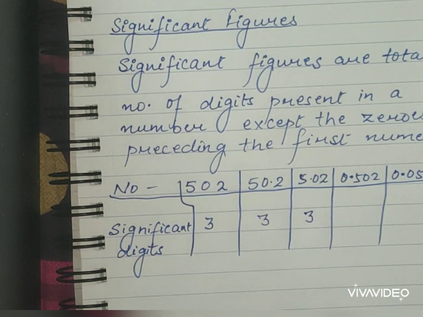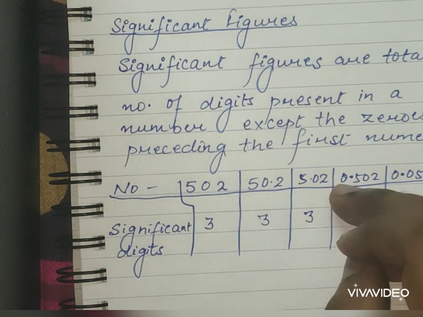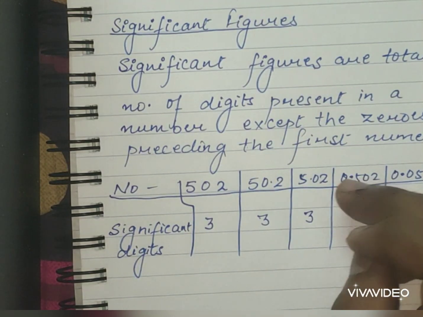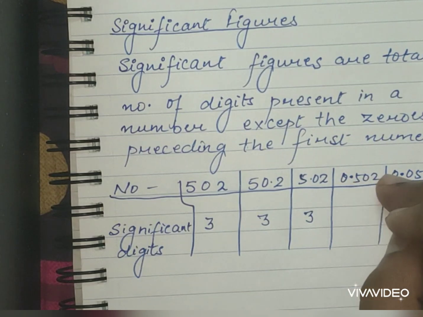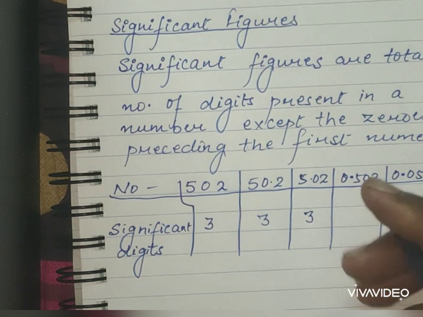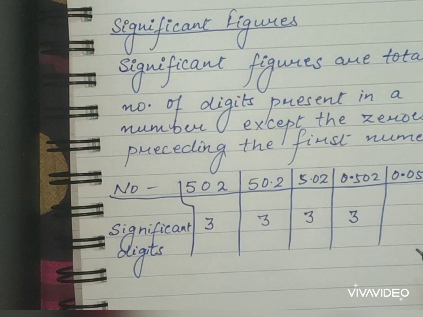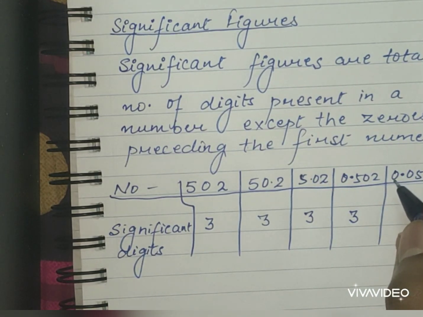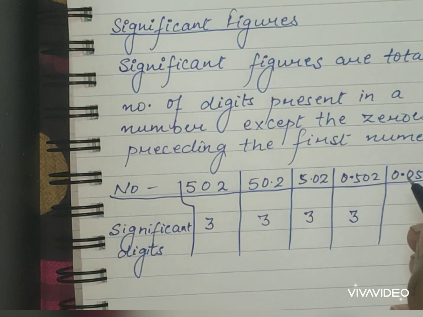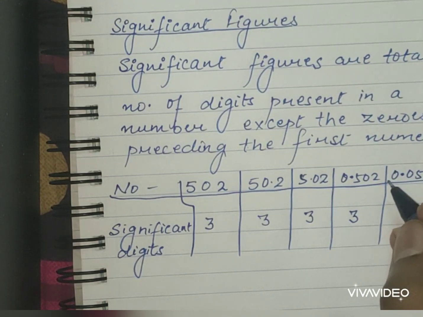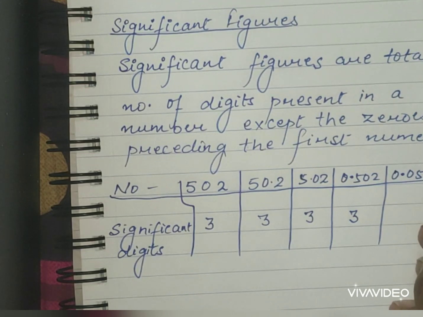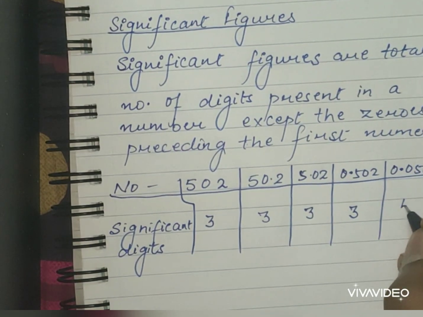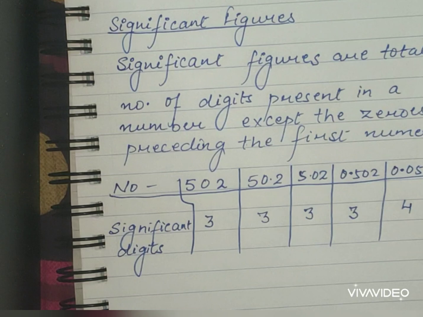Now see over here, 0 is coming before the number, so only these 3 digits will be counted. So again the significant digits will be 3. Now see over here, 0 is coming here also and before this digit also, so this 20 will not be considered, only these numbers will be considered. So how many digits are there? 1, 2, 3 and 4. So 4 significant digits will be there.